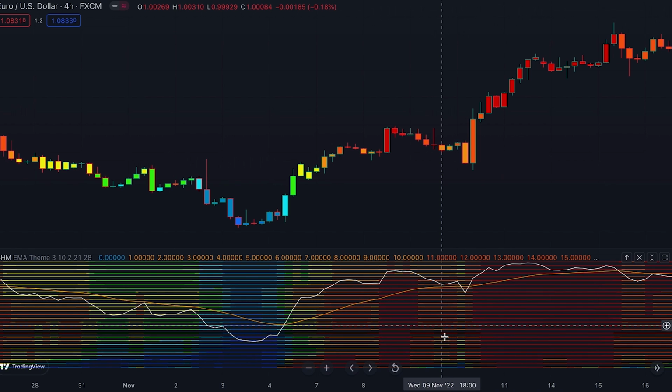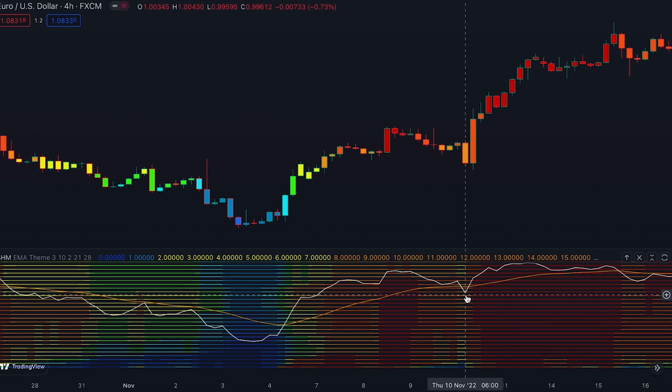So always remember that line number 1 is the lowest in the bottom and it represents a stochastic with the lowest settings, and line number 28 is the highest in the top and it represents a stochastic with the highest settings. So generally the lower lines are shorter term stochastics and the higher lines are longer term stochastics.